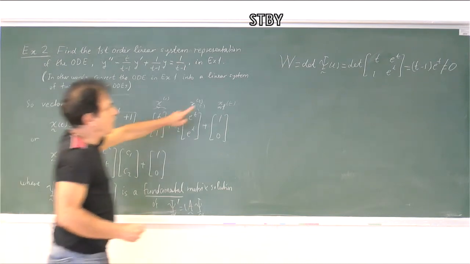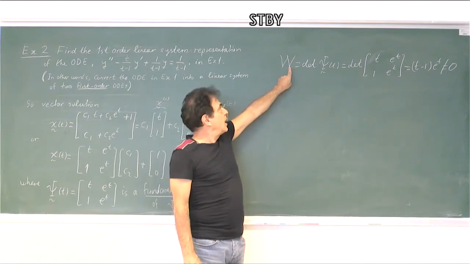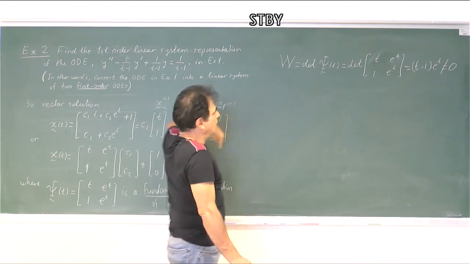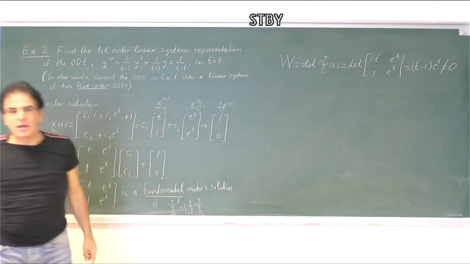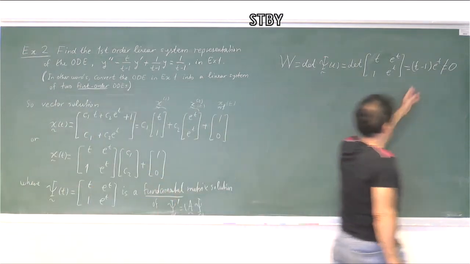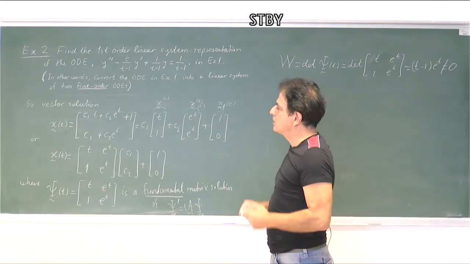Okay, so finally, we see that the Wronski determinant of the fundamental matrix is non-zero, okay? Which is the case. This is non-zero for all t except t equal to 1, which is very well known.